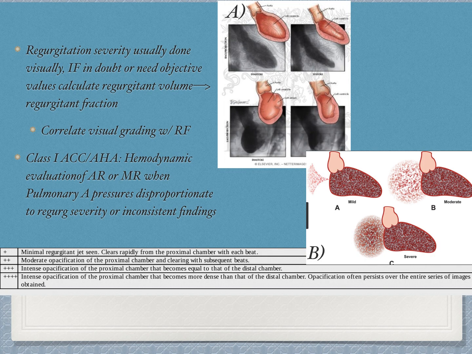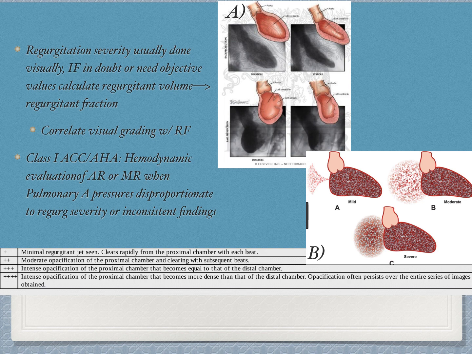So, in general in the cath lab, regurgitation severity is assessed visually. If in doubt or if you need more objective values, you can calculate regurgitant volume, and with this, you can check the regurgitant fraction. After this, it is recommended that you correlate your visual grading of the regurgitation with the regurgitant fraction. We will see how to do this in a minute.